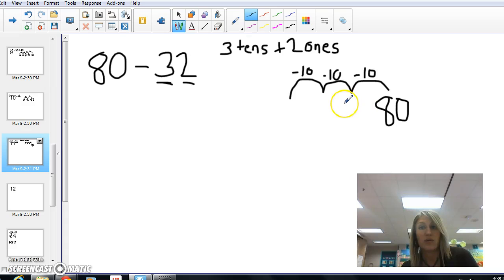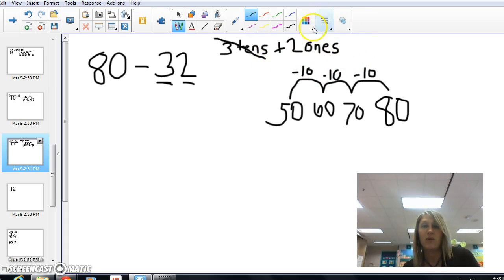So now let's count backwards. 70, 60, 50. We've taken care of the tens, so I'm going to cross that out. Now we're ready for the ones. And remember, when we count backwards by ones, we're doing it 1 digit at a time.